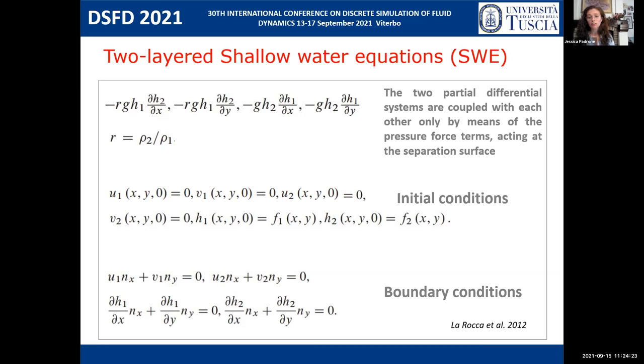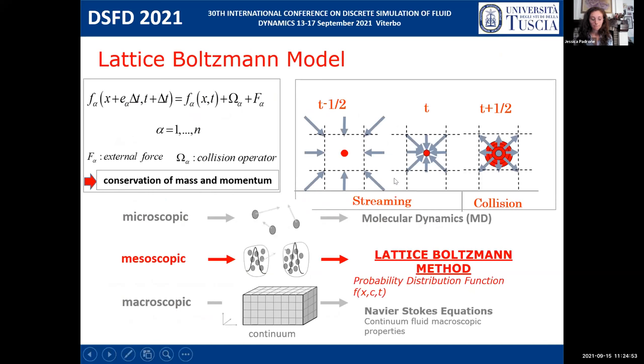Initial conditions generally refer to motion starting from a quiescent configuration with a given shape of the liquid layer thicknesses. And boundary conditions are imposed corresponding to a rigid impermeable surface, where the velocity components normal to the surface and the directional derivative of the liquid layer thicknesses along the normal to the surface vanish. The partial differential systems presented, together with initial and boundary conditions, represent a very difficult problem for numerical integration because of the loss of hyperbolicity and the onset of numerical instabilities.